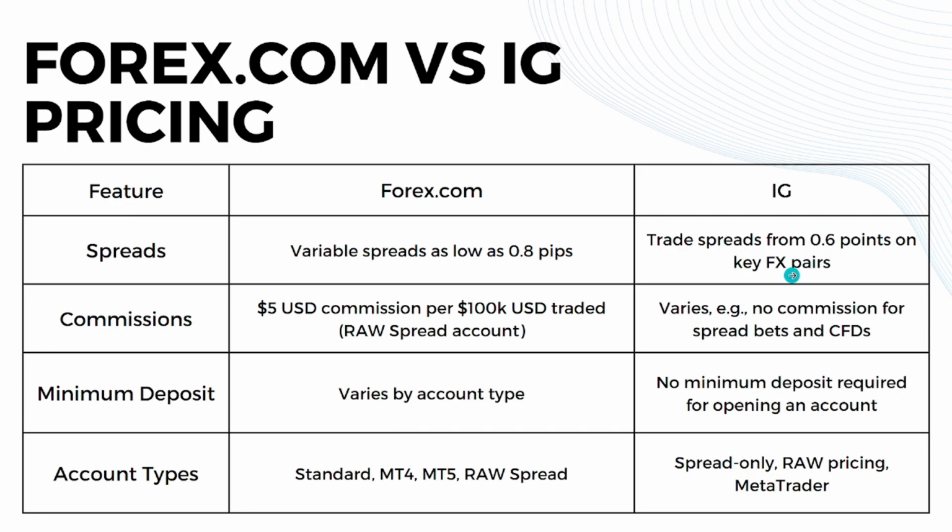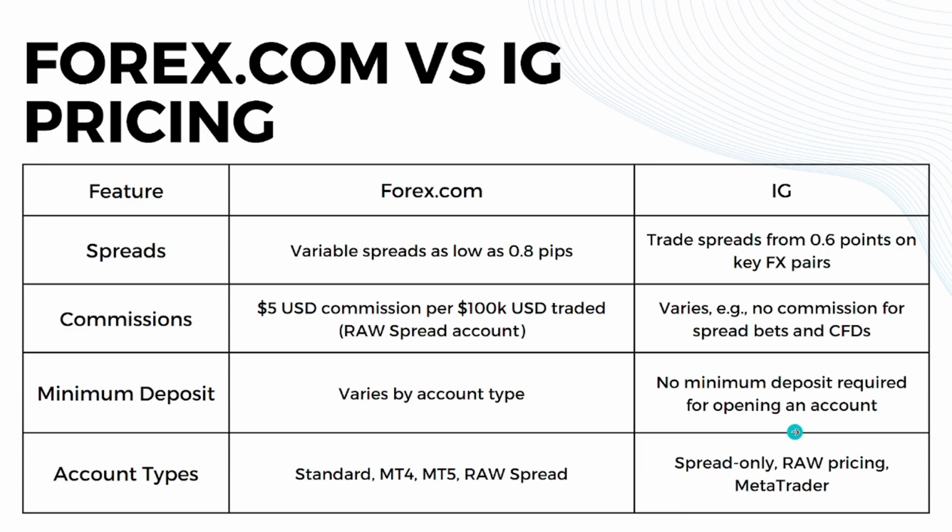And when we talk about the commissions, forex.com has a 5 US dollar commission per 100k US dollars traded, so it is a raw spread account, while IG it varies. So there's no commission maybe for spread bets and CFDs. And when we talk about the minimum deposit, forex.com varies by account type, while IG has no minimum deposit required for opening an account. And when we talk about the account types, forex.com has standard, MT4, MT5, and raw spread, while IG has spread only, raw pricing, and MetaTrader.